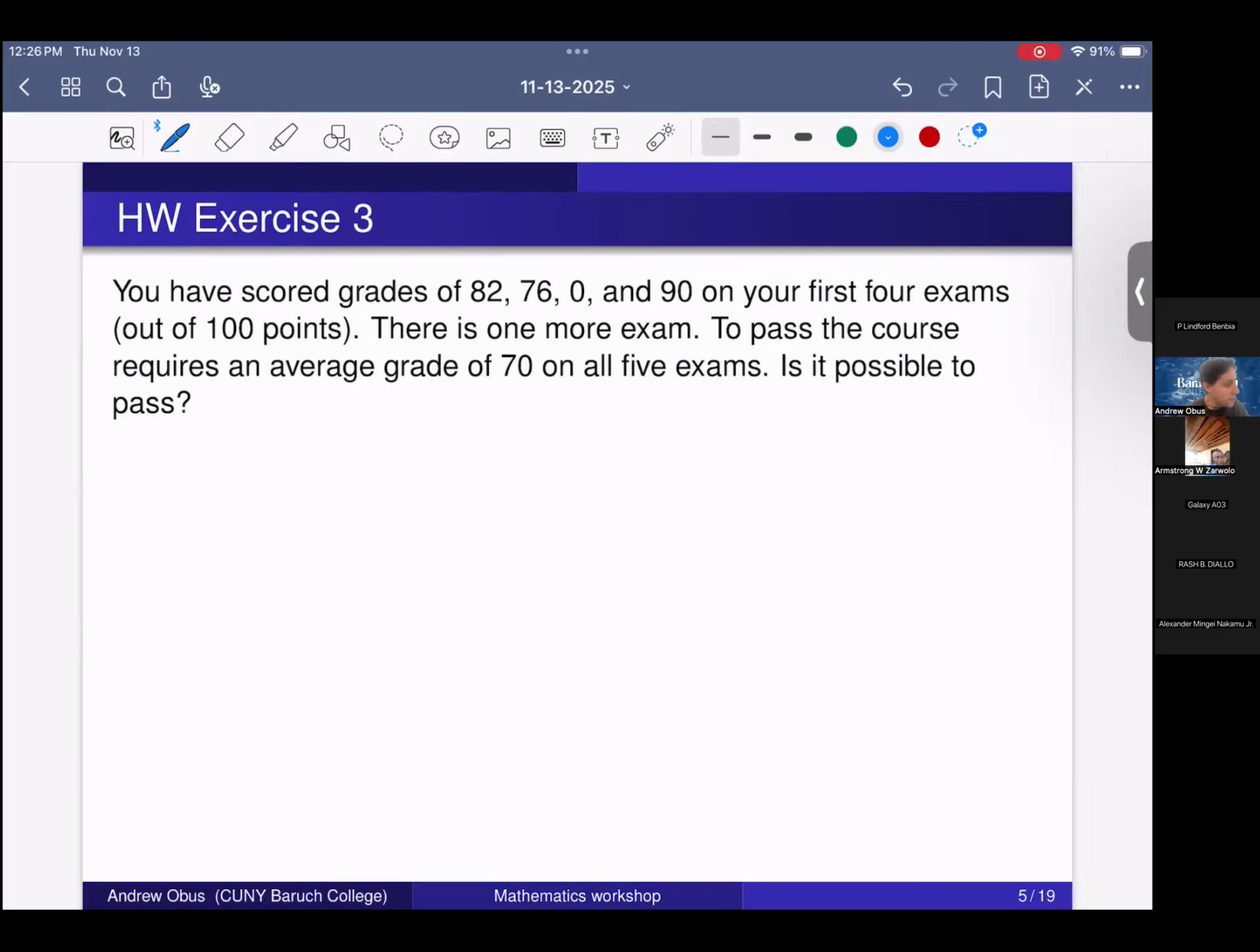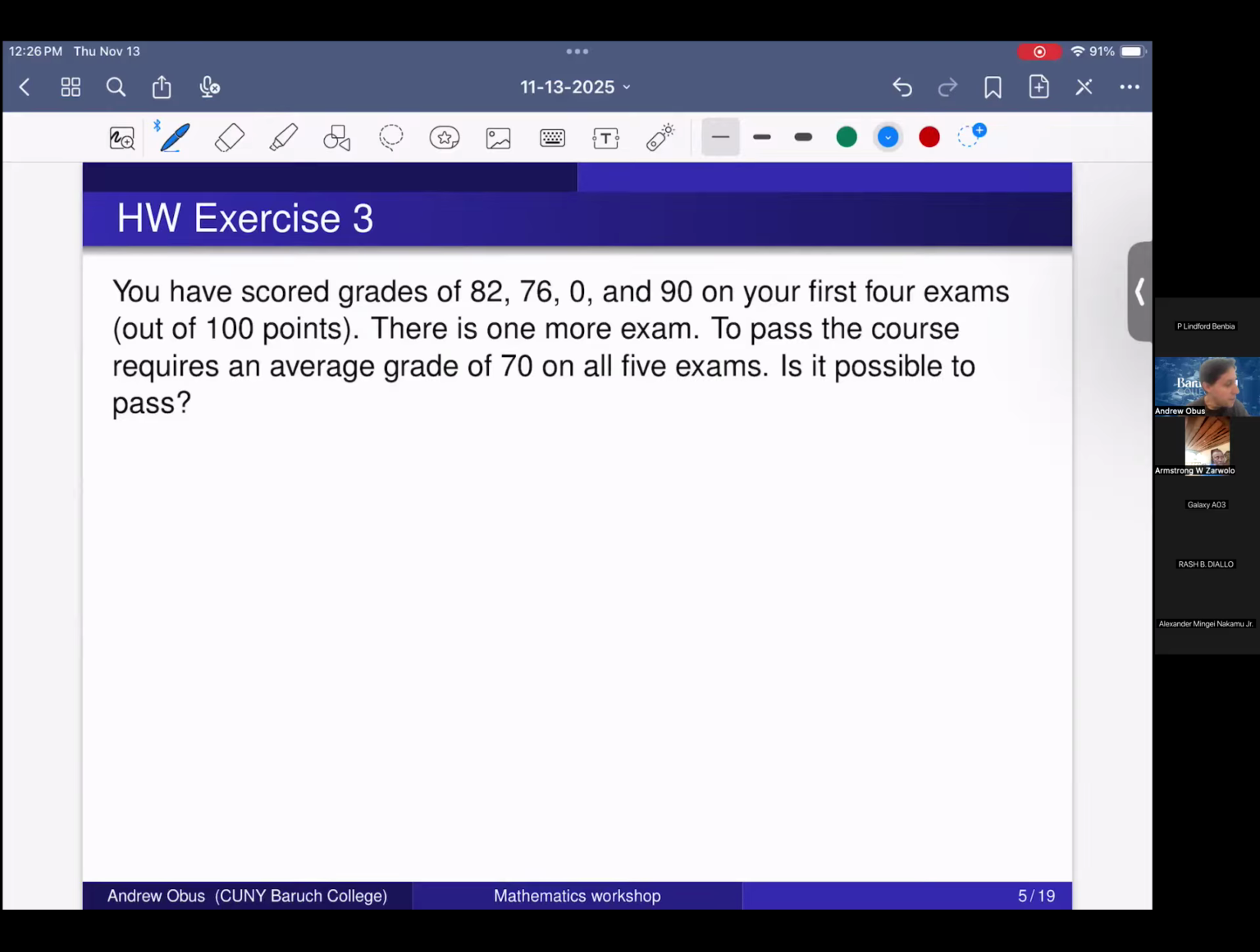Well, there's one more exam, right? That's kind of the only unknown. So let's let X equal the score on the last exam. Okay, that's really it. So this is going to be a simpler equation than what else we have. So, equation. Okay, so what's the equation here?